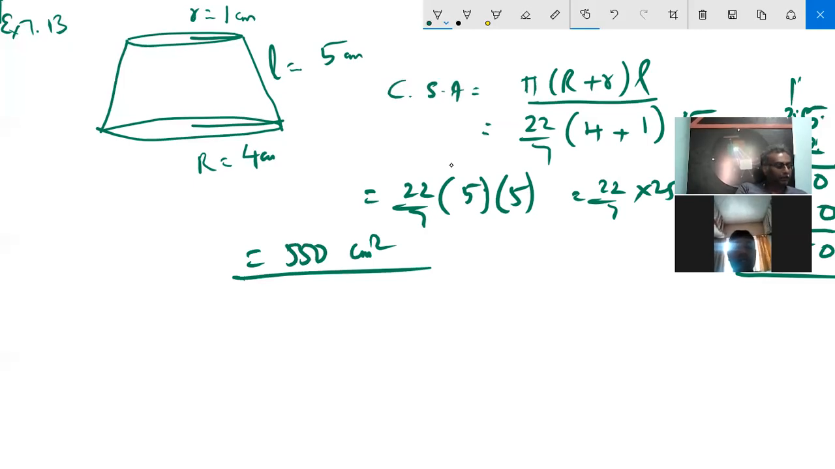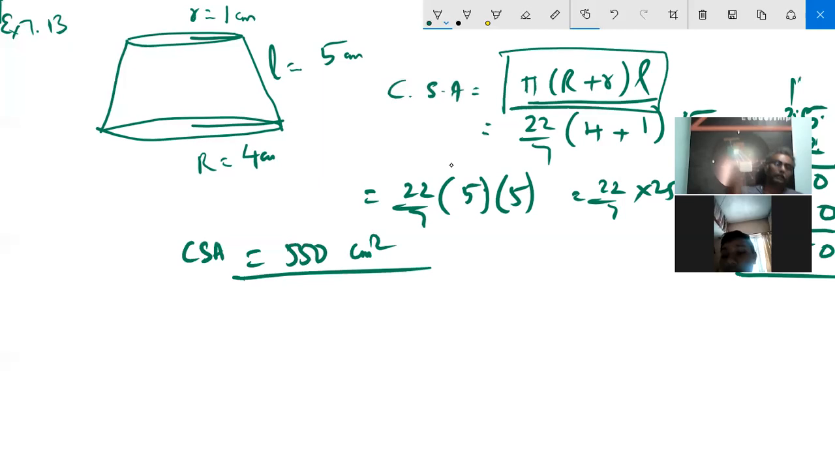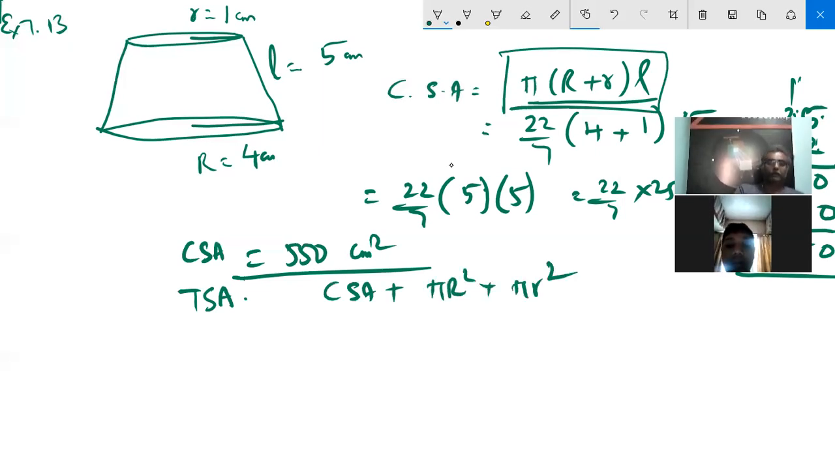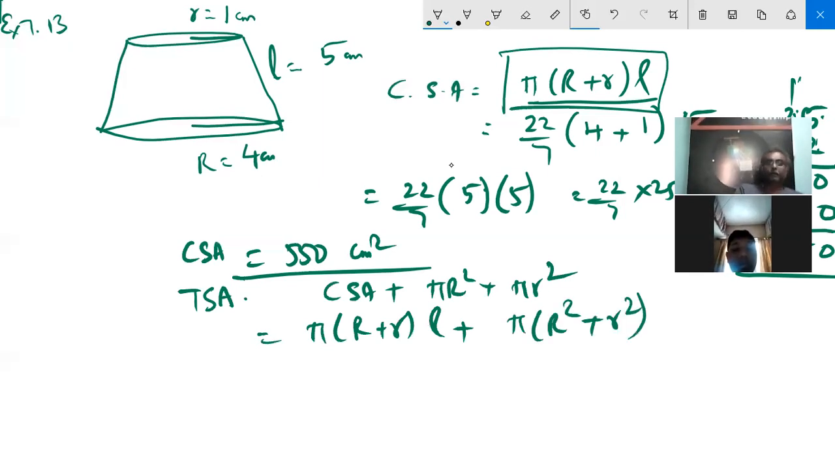TSA or CSA? CSA, not TSA. Sir, I told CSA. She's asking for CSA. Don't tell TSA. What is the formula for TSA? TSA will be CSA plus pi R squared plus pi r squared. That means pi into (R plus r) into L plus pi into (R squared plus r squared). That is only the formula for TSA. You only asked CSA.